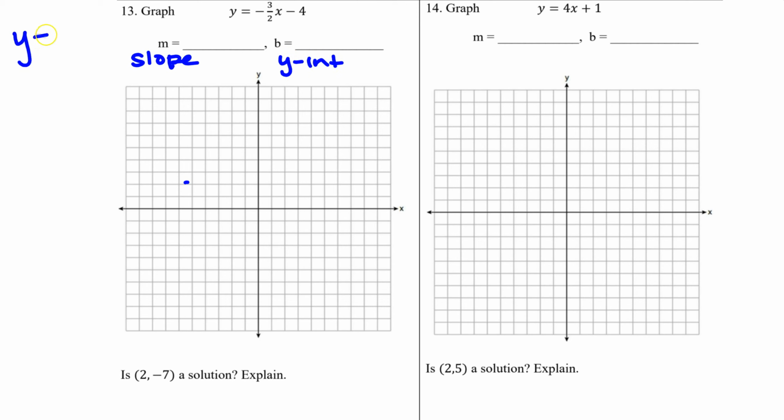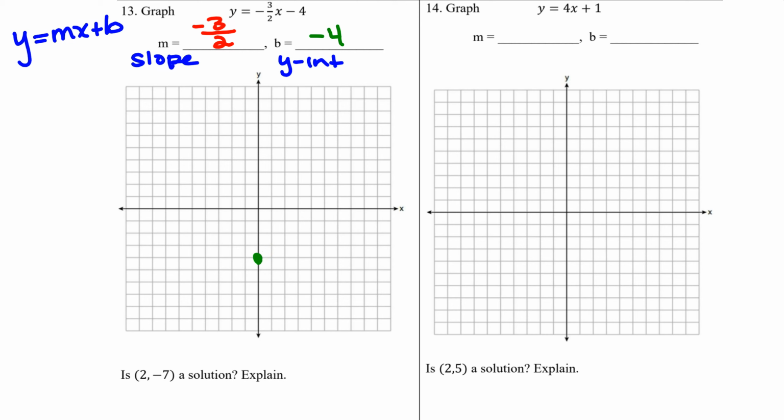Now if we remember the whole y equals mx plus b, that's the equation of a line in slope-intercept form. So for the slope, the m, I'm looking at the number associated with the x, so that's a negative 3 over 2. And then my b is my y-intercept, which is this constant value right here of negative 4. Now my y-intercept, or my b value, is where I begin on the y-axis. So I'm starting at the y-axis right here, and I'm starting at negative 4. 1, 2, 3, 4. And I'm going to put a dot.